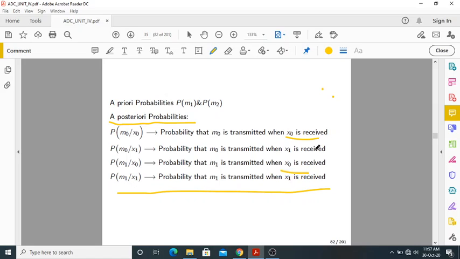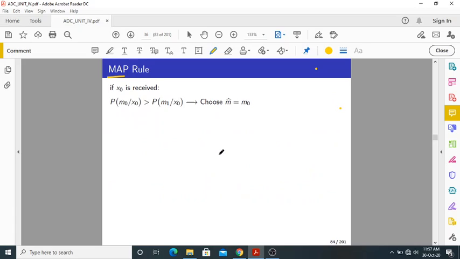Okay, so the two a posteriori probabilities are probability that m0 given x0, and probability that m1 given x0. This means the probability that m0 is transmitted when x0 is received, otherwise the probability that m1 is transmitted when x0 is received. These are the two corresponding a posteriori probabilities when x0 is received. You know x0, that is a known quantity.